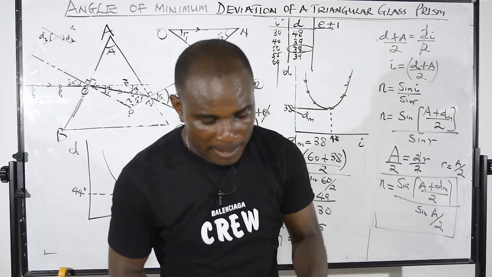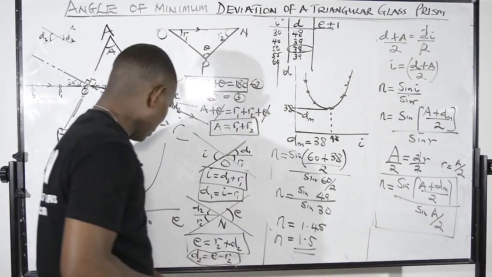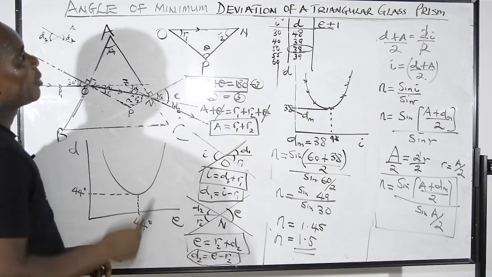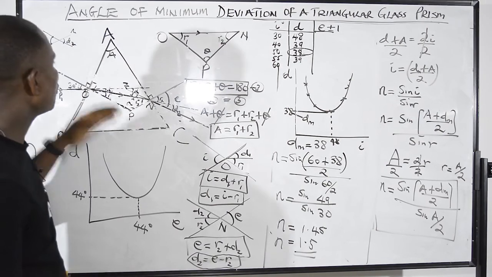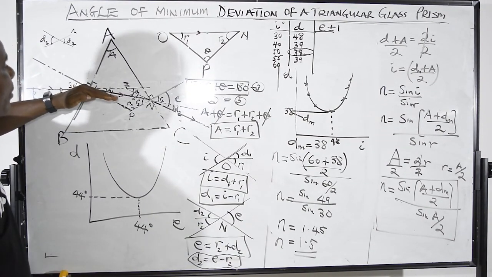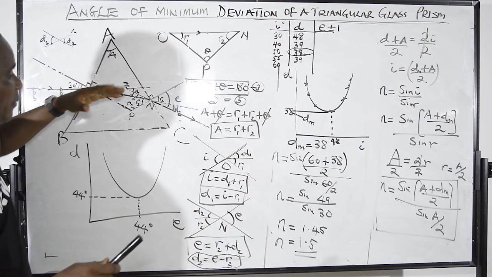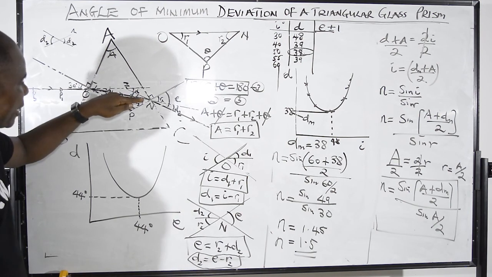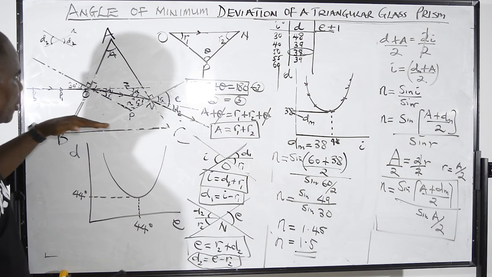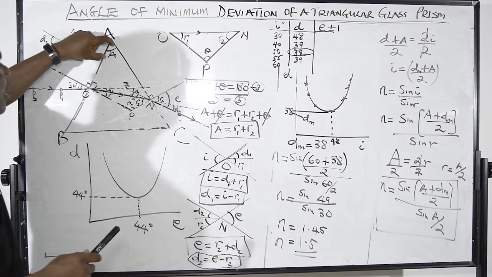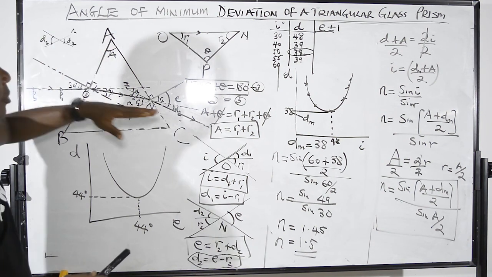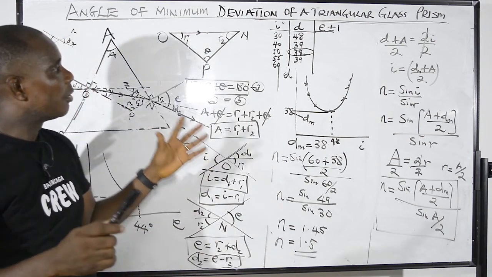This is the investigation of the triangular glass prism, and we always have key points I want you to note. Anytime the angle of minimum deviation is achieved, the refracted ray is always going to be parallel to the base of the prism. And watch out for the angle of refraction. This is the refracting angle, or the angle of prism, if you like.